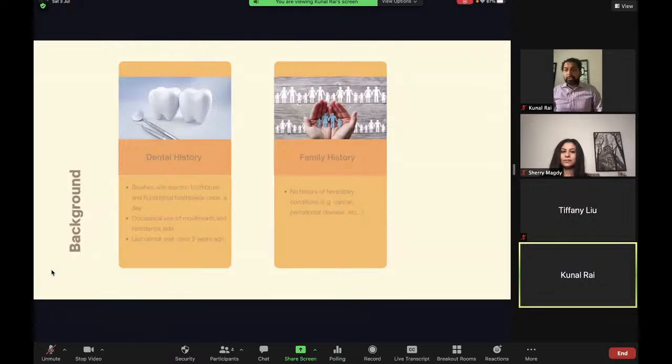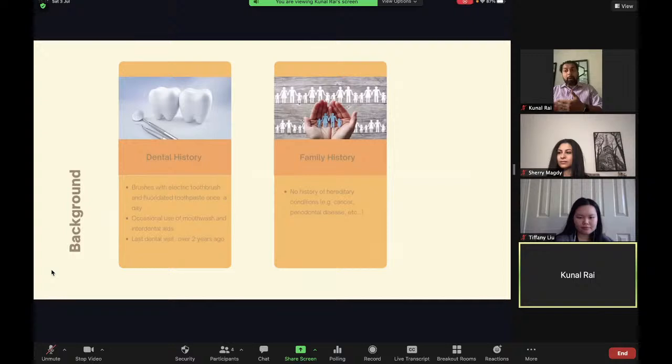Dental history. Why do we need to know about the dental history? It shows us how motivated the patient is, how well they are looking after their teeth. In Ollie's case, he brushed with an electric toothbrush, which is brilliant, and he used a fluoridated toothpaste. However, he only did that once a day, which is not good enough. We need to ensure that he brushes twice a day.